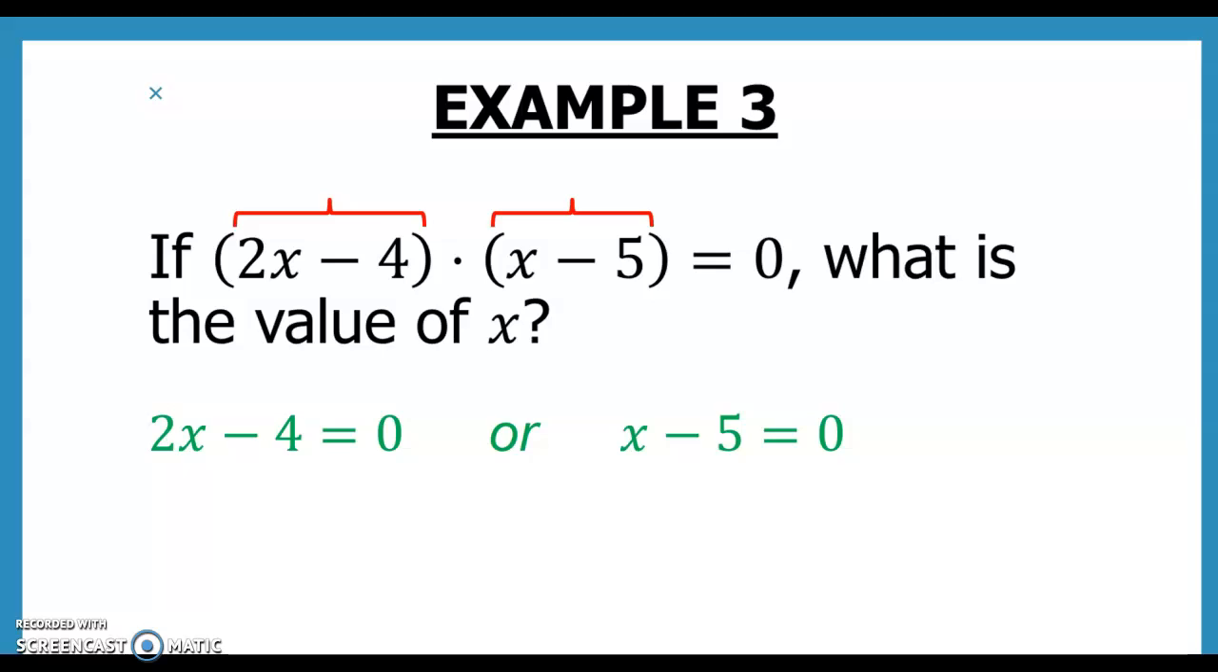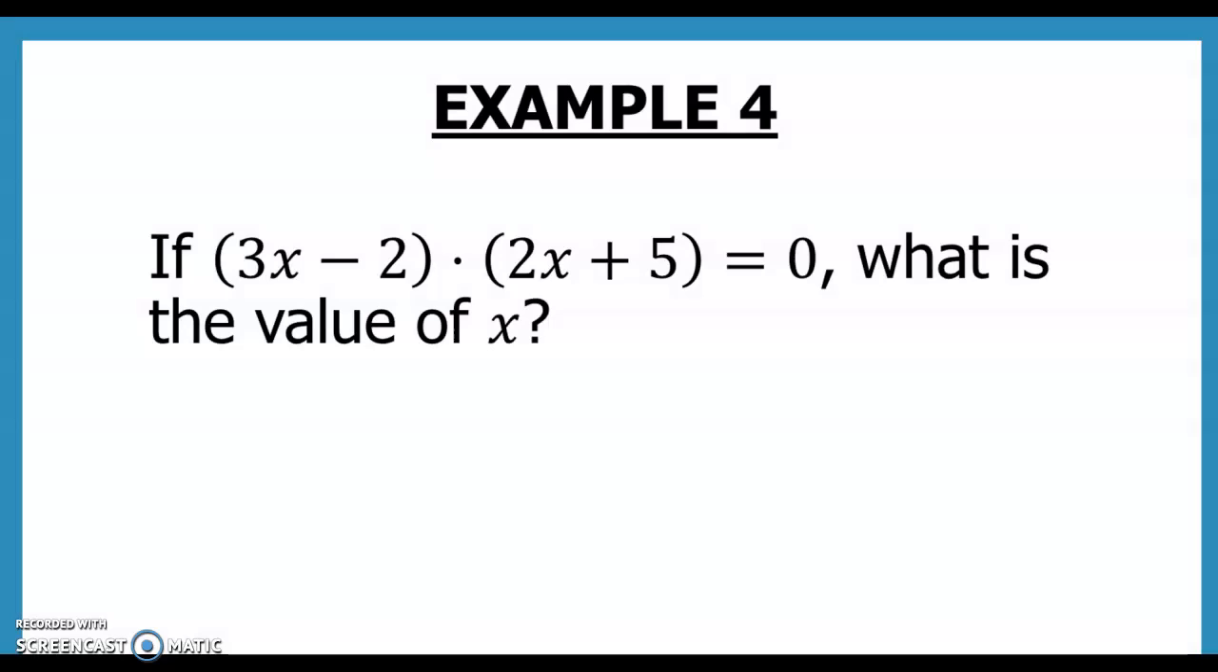So on the first equation, I'm going to add 4 to both sides and I get 2x = 4, but I have to do one more step. I have to divide by 2, and when I do that I get x = 2 because 4 divided by 2 is 2. And then I go over to the other equation, and I just have to add 5 to both sides, so I get x = 5. So the zeros for this equation are x = 2 or x = 5.